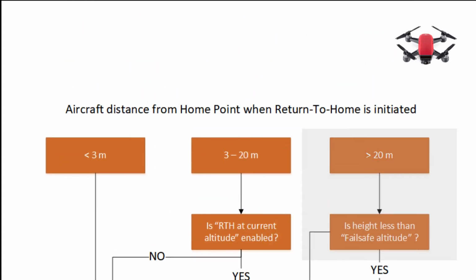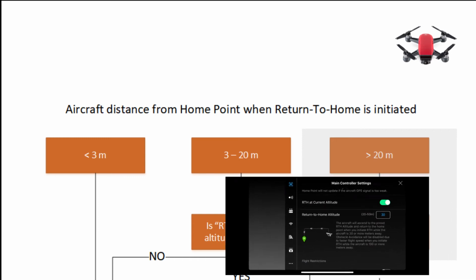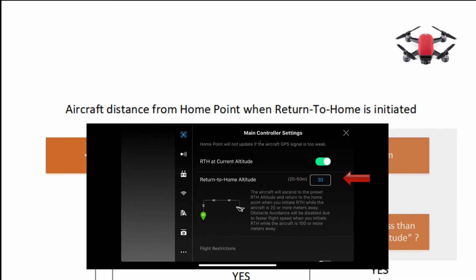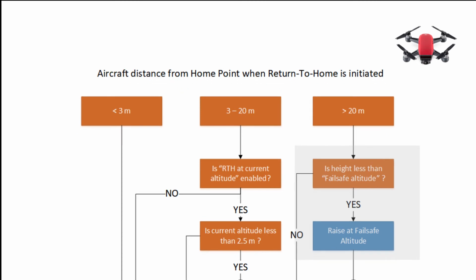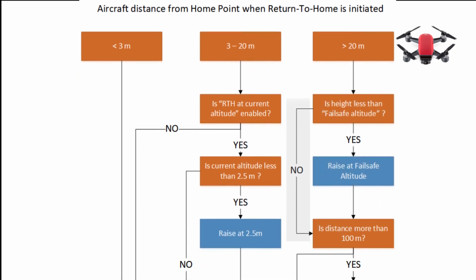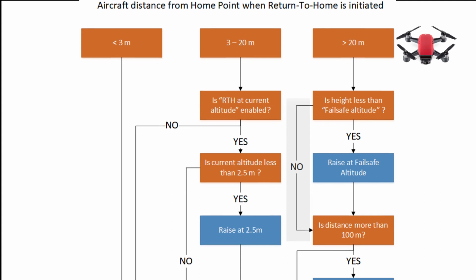So let's see what happens if the actual distance is more than 20 meters when the return to home is initiated. Now the software checks the other option that can be found in the main controller settings. This is the return to home altitude. If the current altitude is less than this so-called fail-safe altitude, then the aircraft will ascend first, then go home. As you can now guess yourself, if the current altitude is higher than the return to home altitude, it will not descend, but it will maintain its current altitude while returning to home.